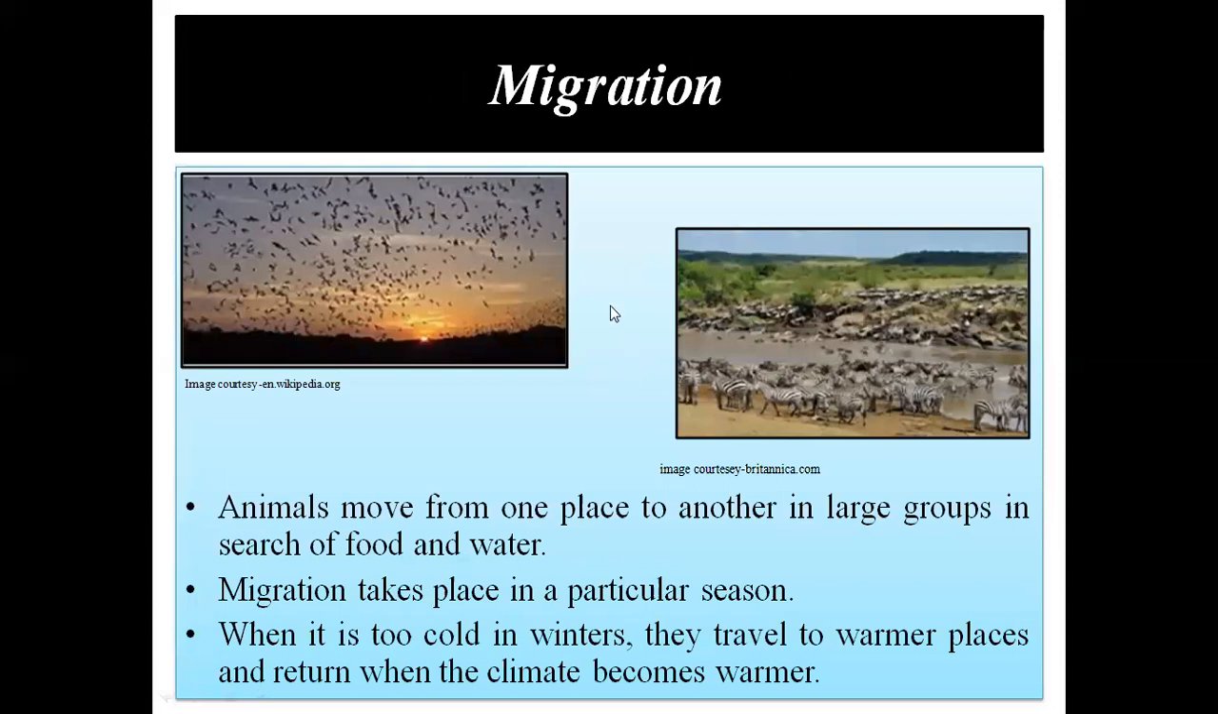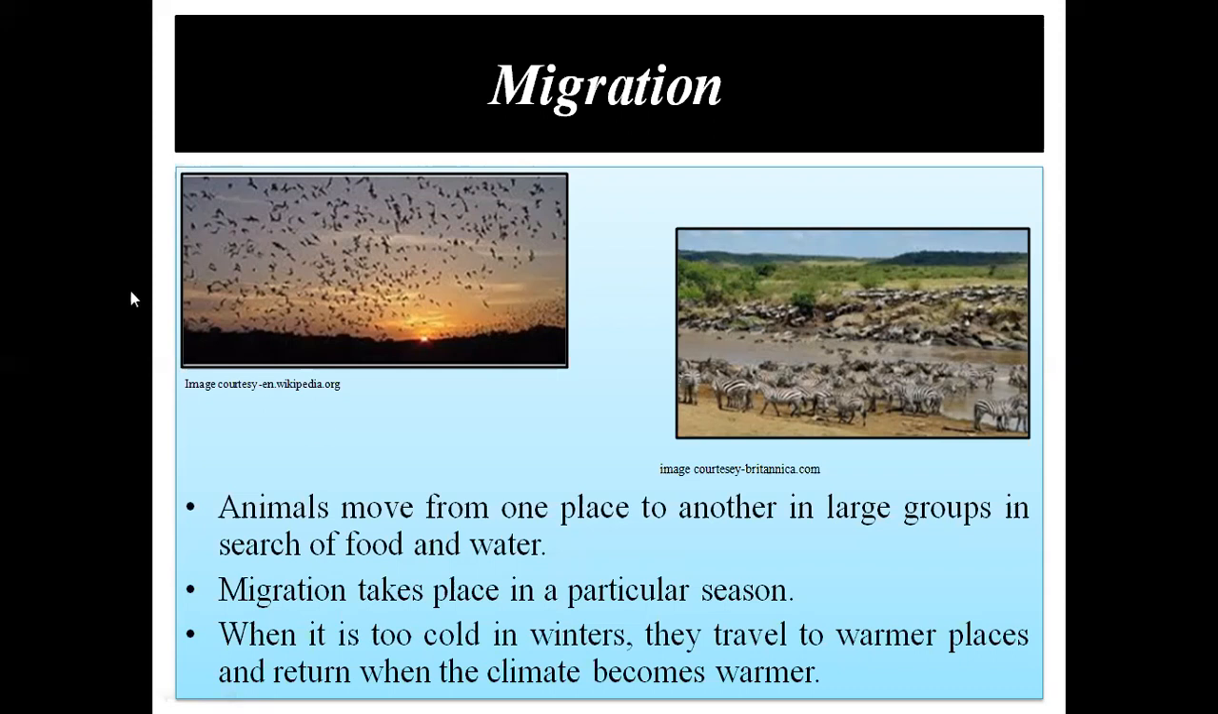Next one, migration. Migration is a very important aspect in animals. See, different types of animals move from one place to another because of different reasons. So first we need to know what is migration. Migration is a phenomenon where animals move from one place to another in large groups in search of food and water. So whenever there is a scarcity of food and water, the animals move in a large group.